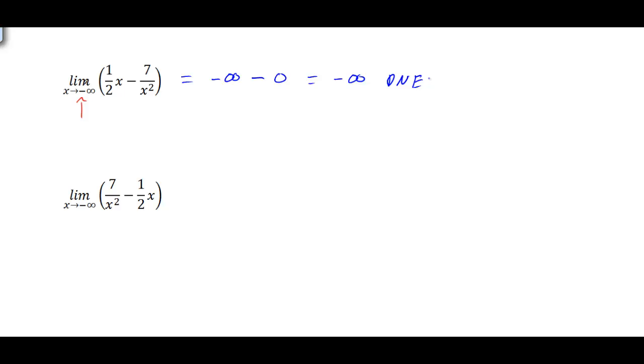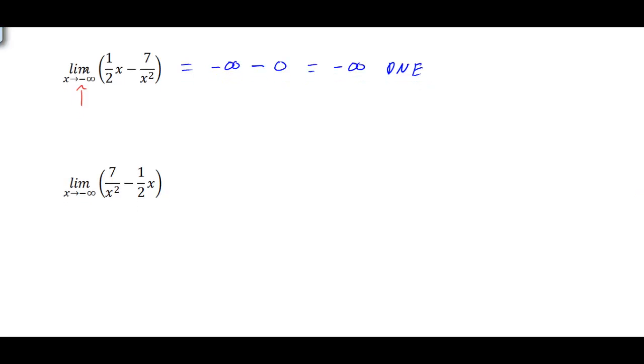Now, if you look closely at the next example, it's the same problem, except notice I switched the 1/2 x and the 7 over x squared. So it's now 7 over x squared minus 1/2 x. And we're still looking at this limit as x is approaching negative infinity. And I'm working this one because I want you to notice what's going to happen here. We're going to have the 7 over x squared, which we know is still going to go to 7 over infinity. So that's going to still approach 0.